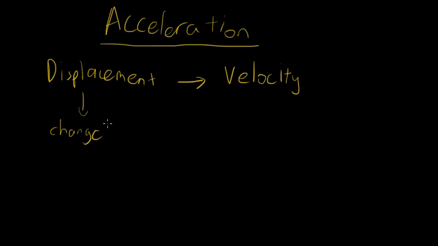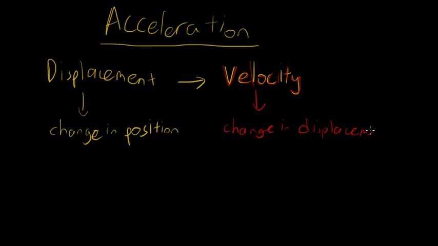So displacement was the change in position, whereas velocity, which I'm going to write in a different color, velocity is a change in displacement over time. So how did his displacement change over time? How fast did he traverse that distance in a certain time period?